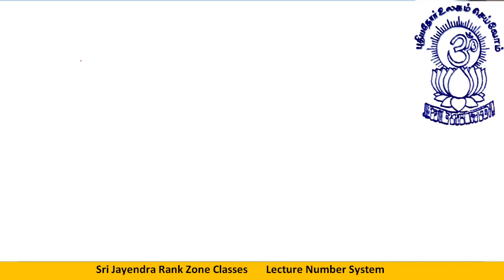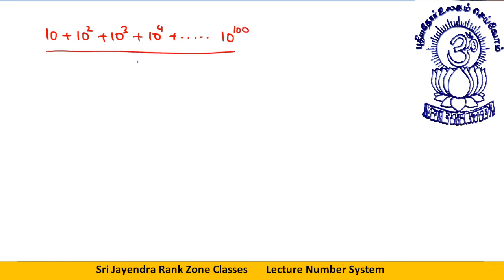And the next one we have: find the remainder when 10 plus 10 square plus 10 cube plus 10 raised to power 4, and so on up to 10 raised to power 100, is divided by 6. Find the remainder. Okay, dear students, question number 4. I tell you a very beautiful logic.